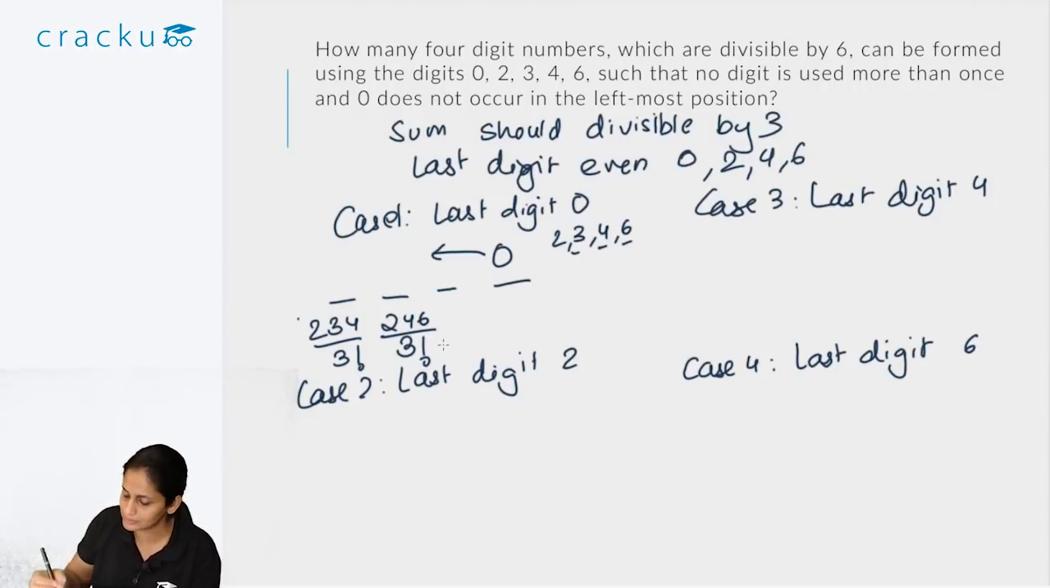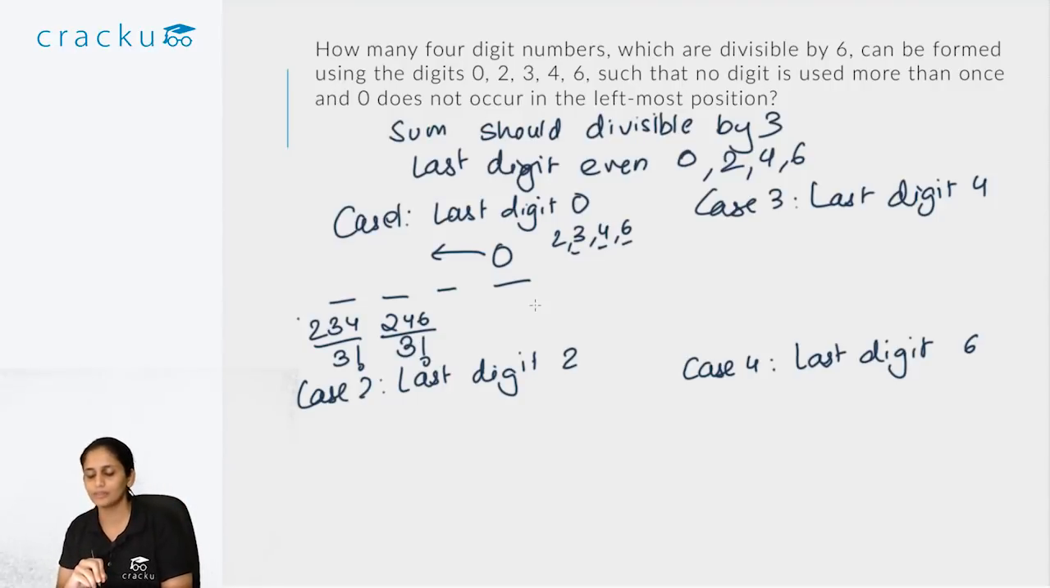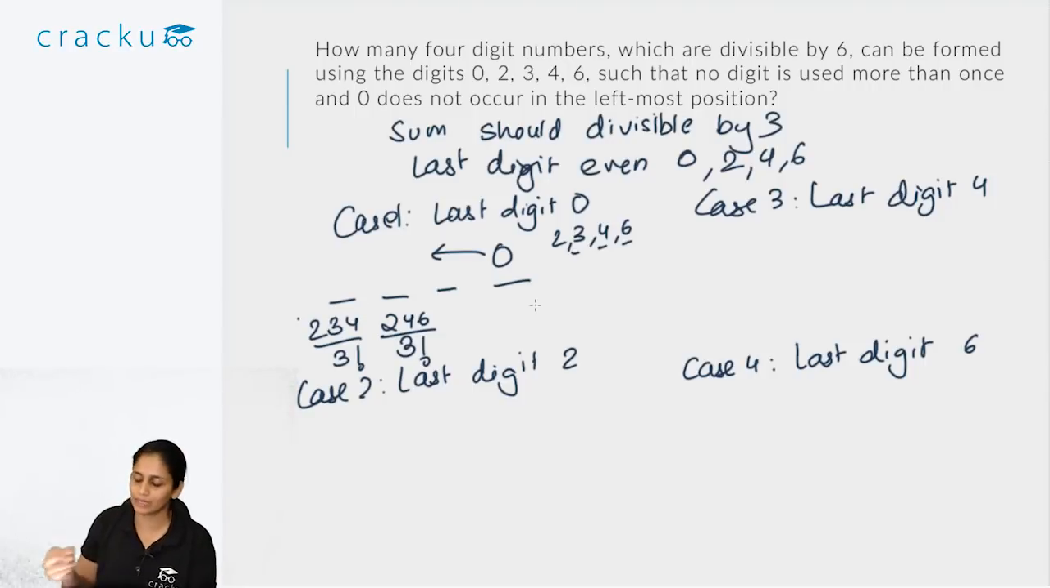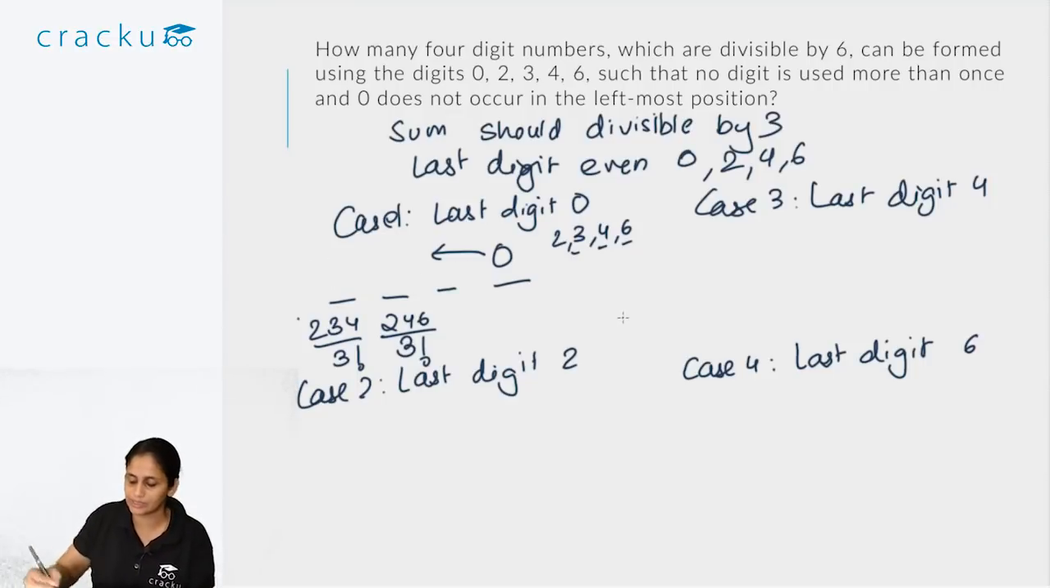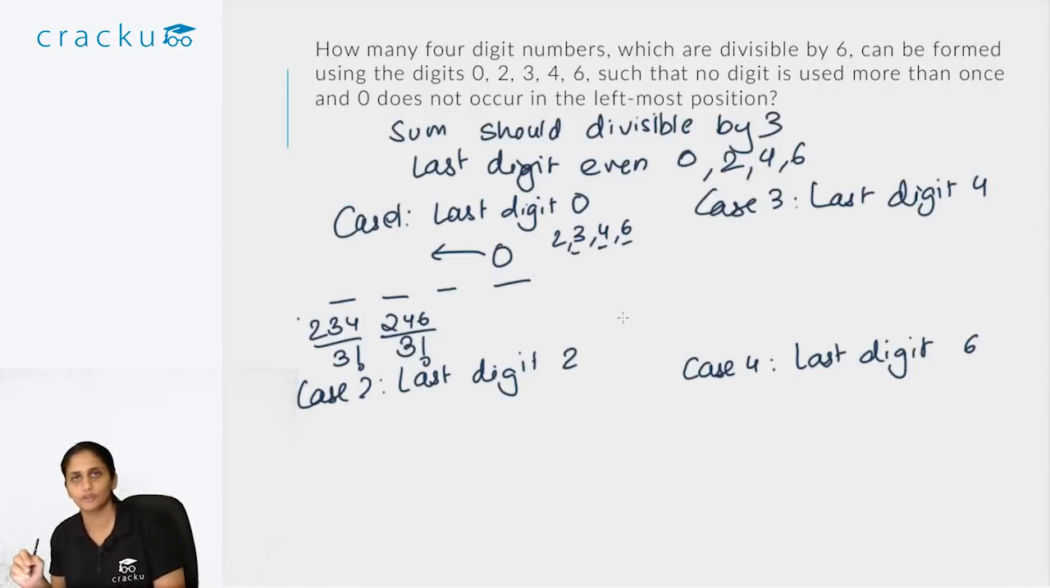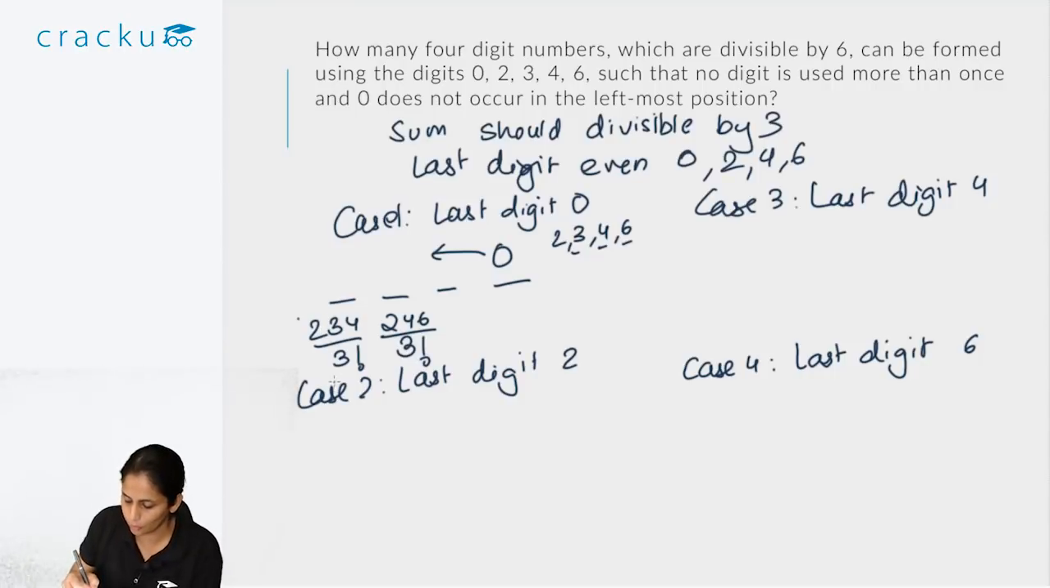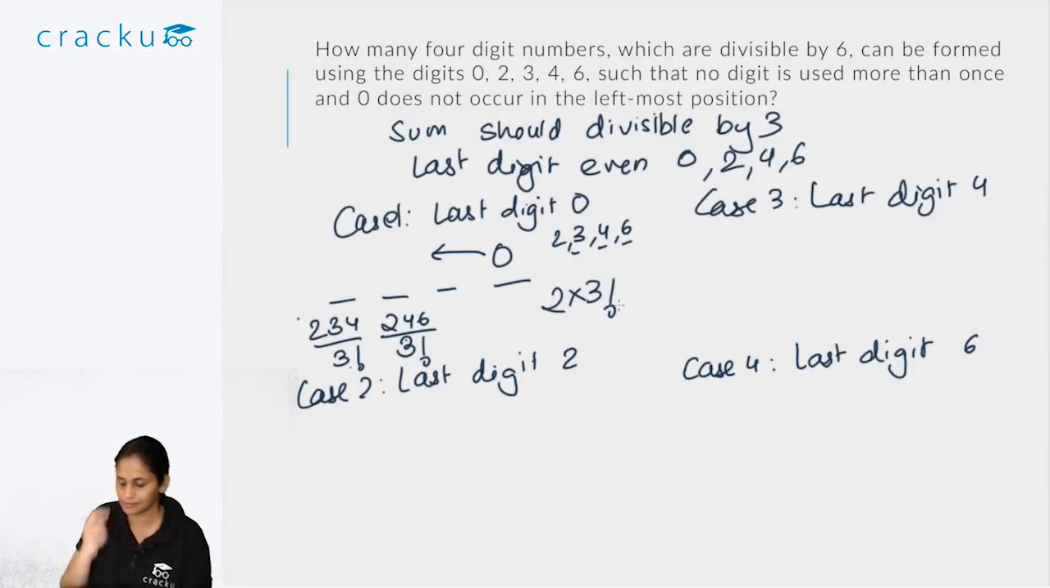Then dropping 2, the numbers will be 3, 4, 6 and 0. The sum is 13, which is not divisible by 3, so that does not lead us to a favorable case. So these 3 remaining digits can be either 2, 3, 4 or 2, 4, 6. Each can be arranged in 3 factorial ways. So when the last digit is 0, we have 2 into 3 factorial cases.